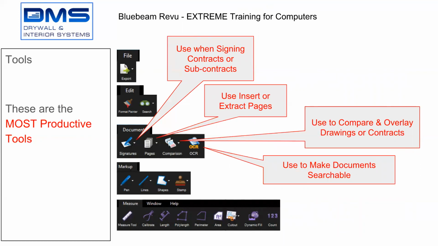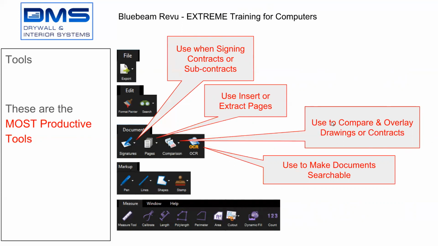This is great for when I'm downloading stuff from an FTP site from a general contractor. I want to download all of the drawings, and when I get all those drawings, I just need a couple sheets from it. I will extract the pages that I need, leaving the original set of drawings intact.